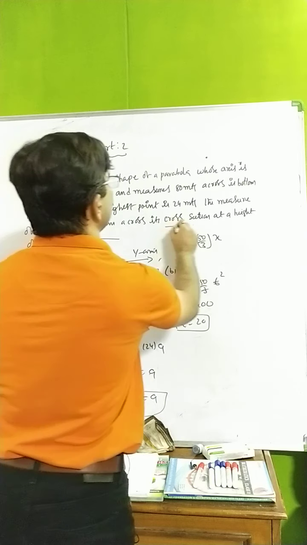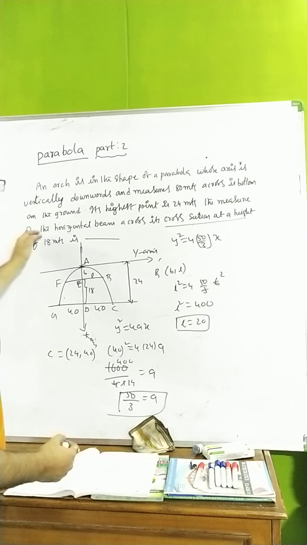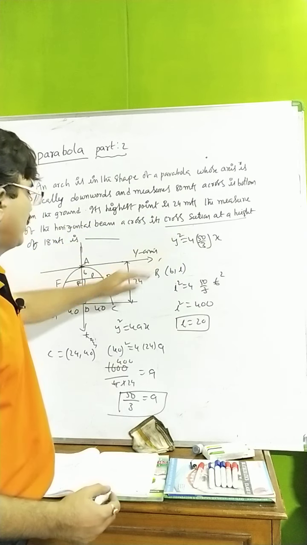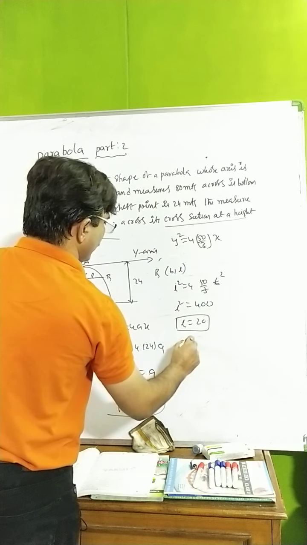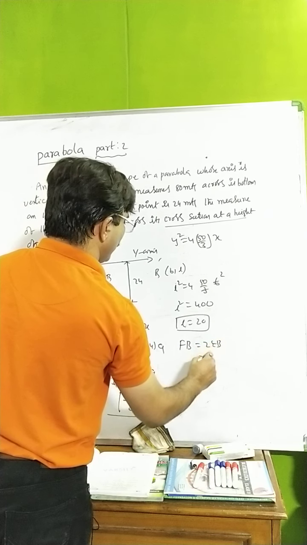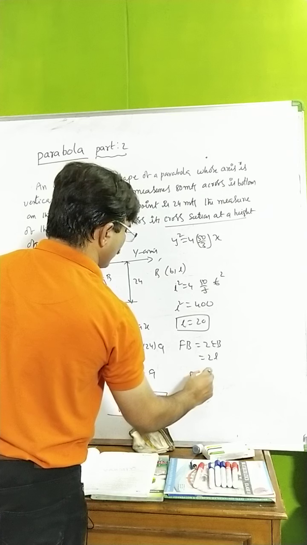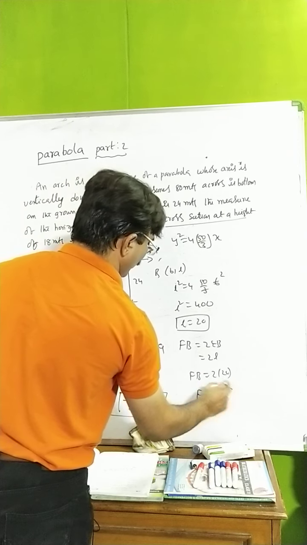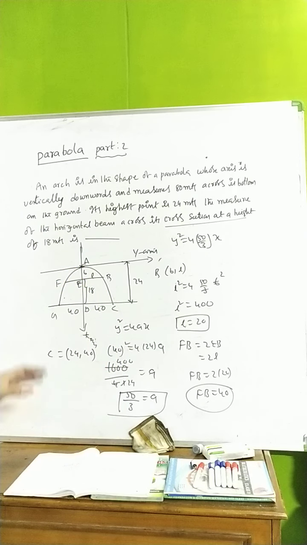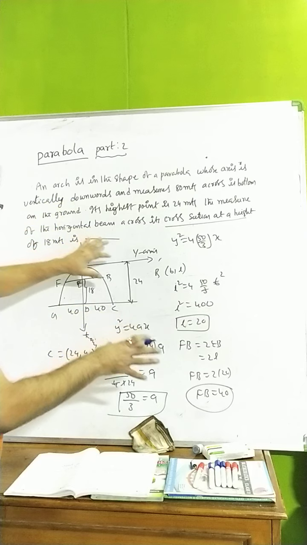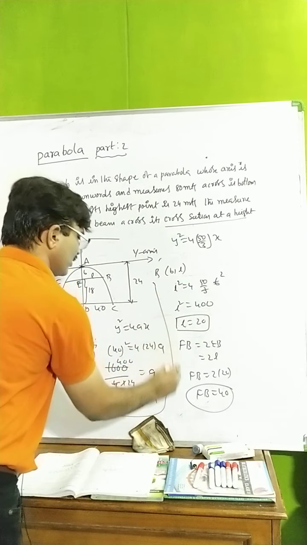What he said here is the length of the horizontal beam cross section, that means FB. FB is equal to 2 times EB or 2L, that is FB is equal to 2 times 20. So the FB value is 40. So it depends on assumptions, how you are assuming the given things properly. It depends on you.